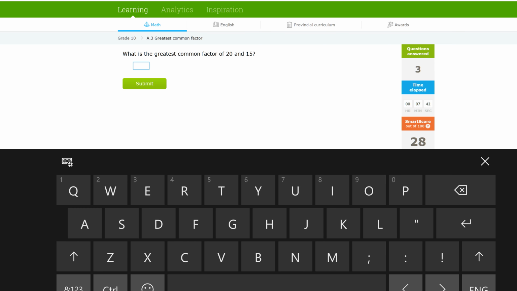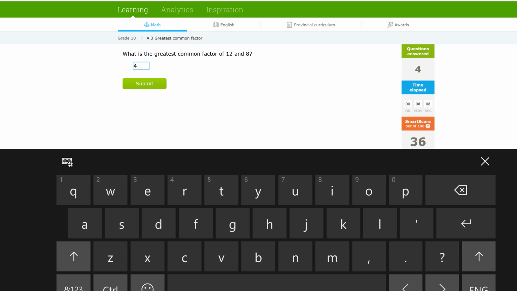5. Yes, that's right. 5 divides both of them, and 5 is common. Now 12 and 8. 2 divides them, 4 divides them, and that's it. 4. Yeah, 4 is the greatest common factor.